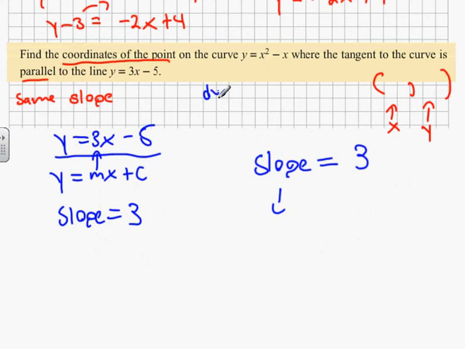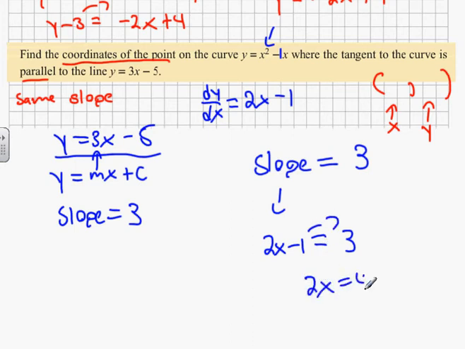Differentiate once. So dy dx equals, differentiate x squared, differentiate minus x: 2x minus 1 equals 3. Okay, then after that, 2x equals 4, x equals 2. You found 2, but you still don't know what the y value is. Any idea how to get the y value?